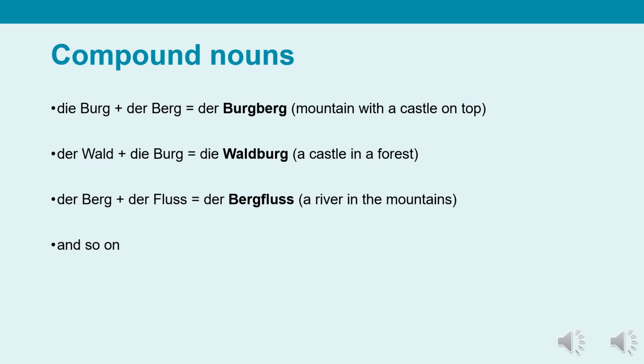So Burg plus Berg becomes Burgberg, a mountain with a castle on top. Wald plus Burg becomes Waldburg, a castle located within a forest. And finally, Berg plus Fluss becomes Bergfluss, which is a river in the mountains. It is actually possible to form new words as you go along. Some compound nouns are so common that they count as individual words themselves, and they have their own entry in a dictionary. Others are rather less usual, but native speakers will still understand what you mean.